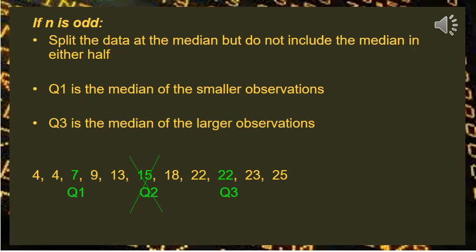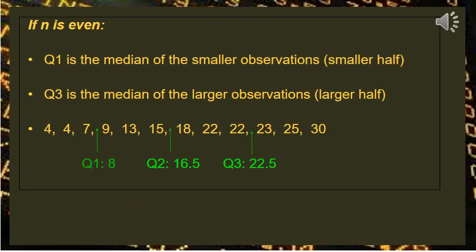You do not include the median in your calculation, and you do find the exact midpoint of this larger half, which here is 22. So you have found Q1, the first quartile, and Q3, the third quartile, in your data set here, which is composed of an odd number of observations. We proceed in a different way when the number of observations is even in the dataset.